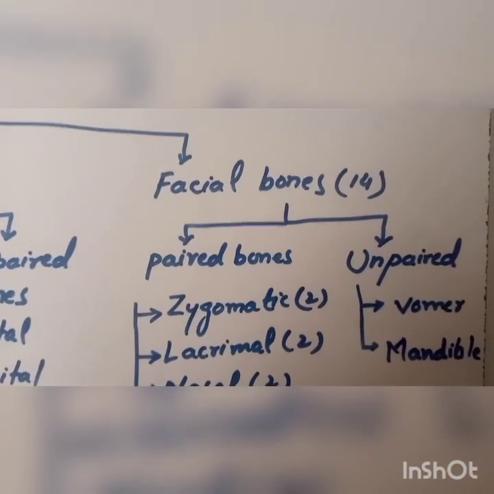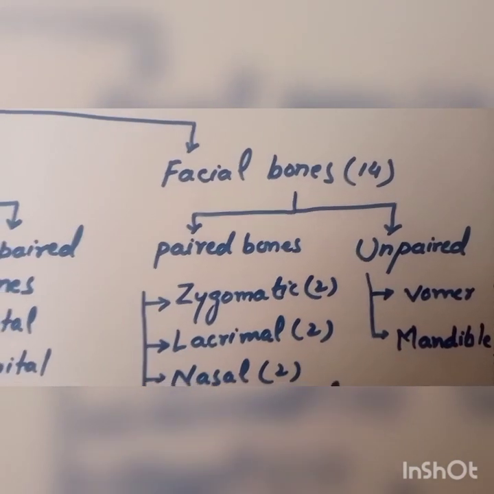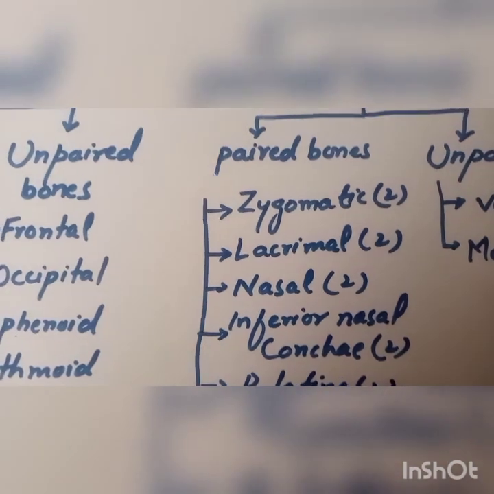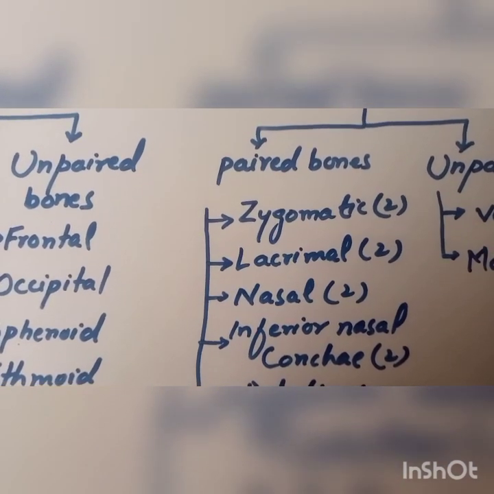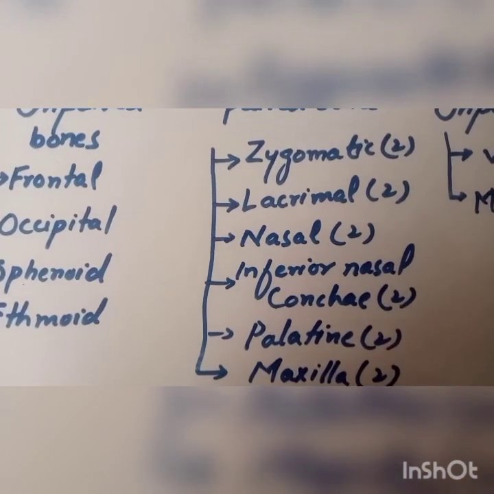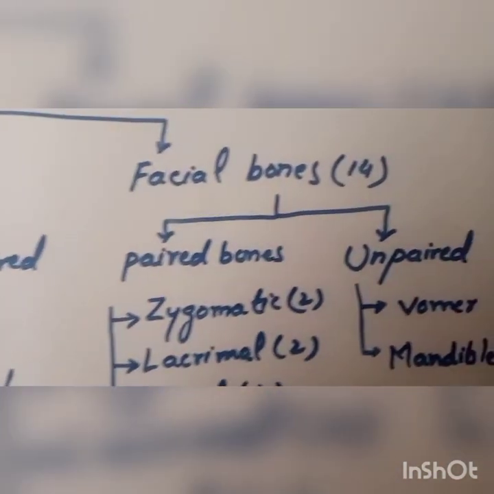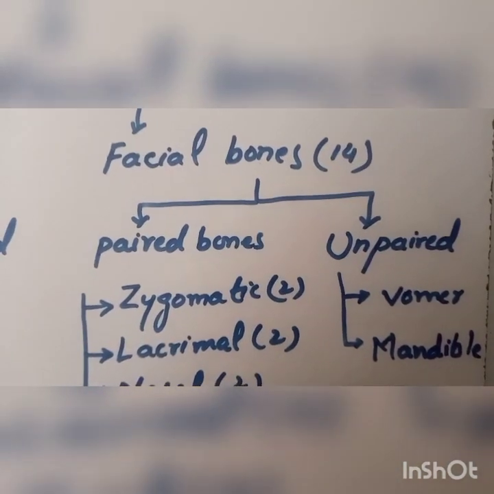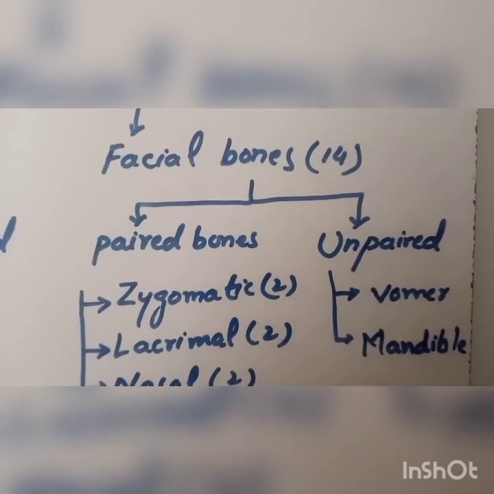Facial bones also consist of paired bones and unpaired bones. Paired bones of the facial bones are zygomatic, lacrimal, nasal, inferior nasal concha, palatine, and maxilla, while the unpaired bones of the facial bones are vomer and mandible.